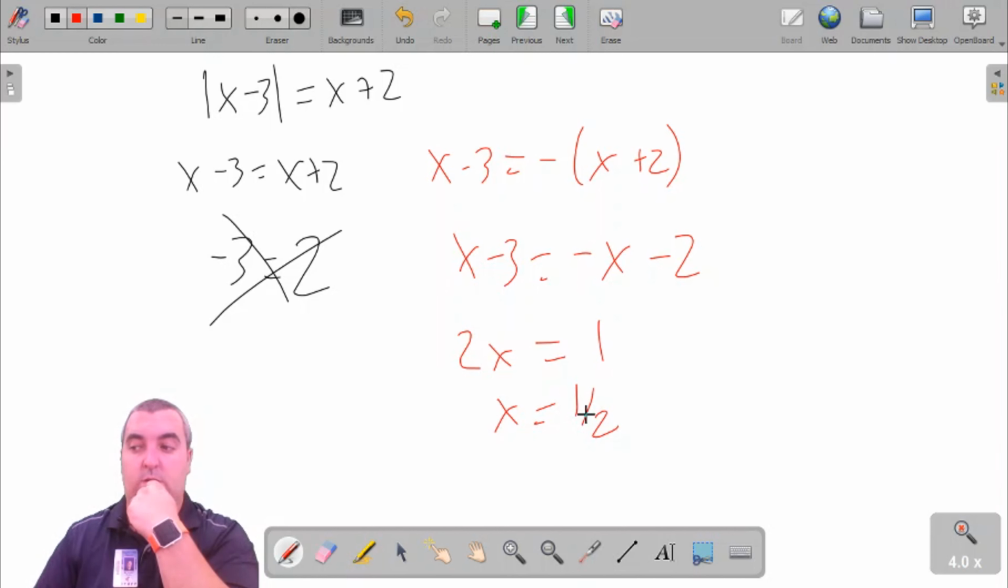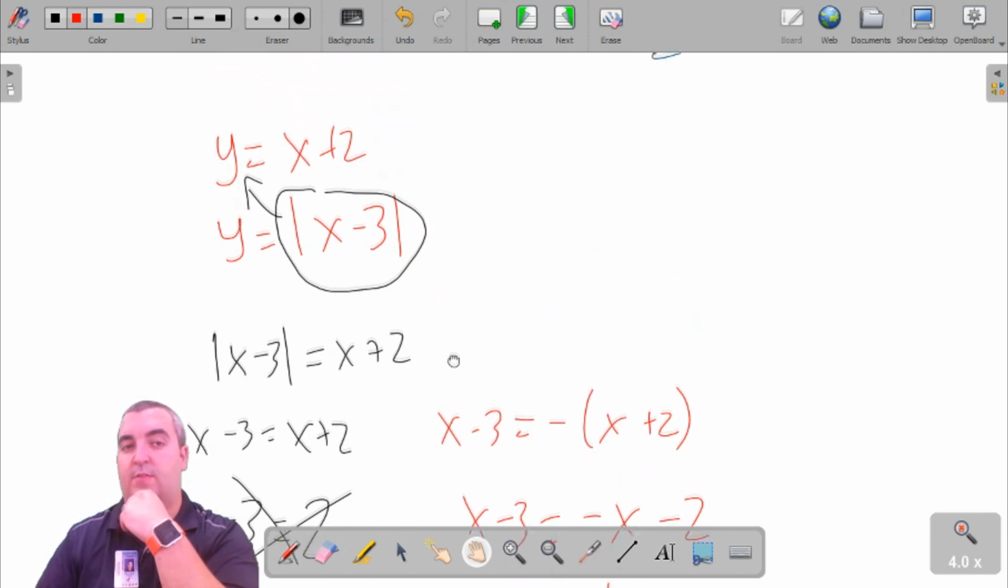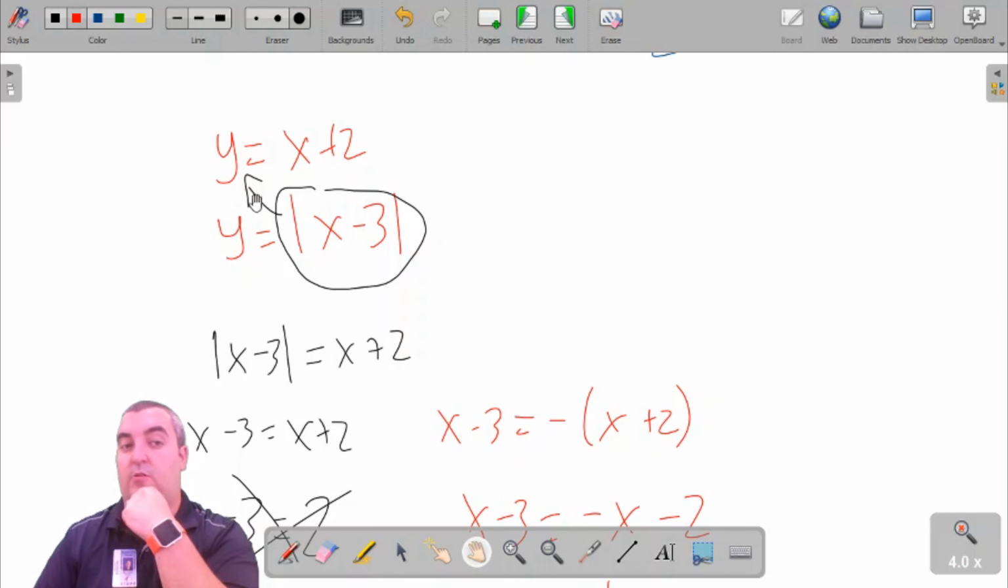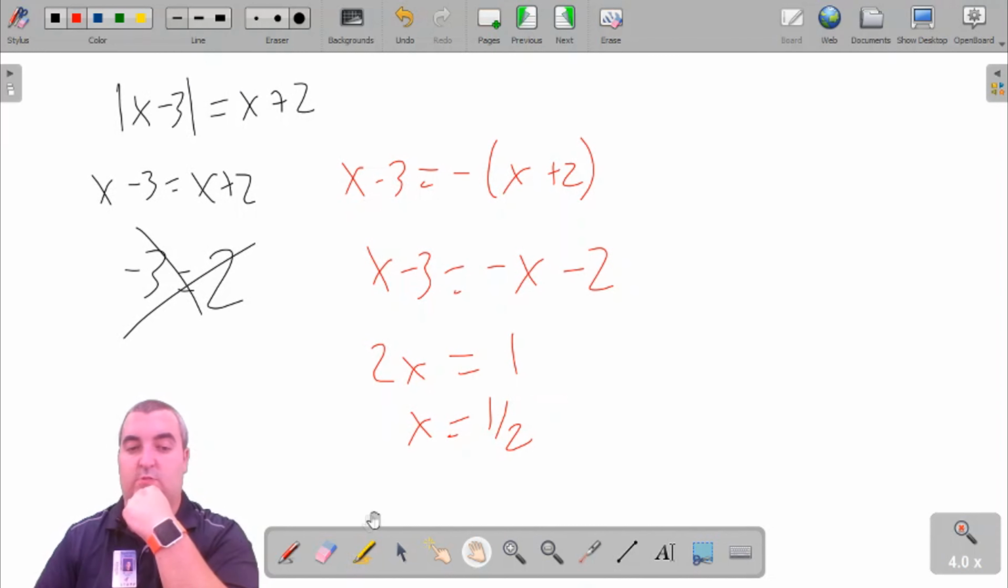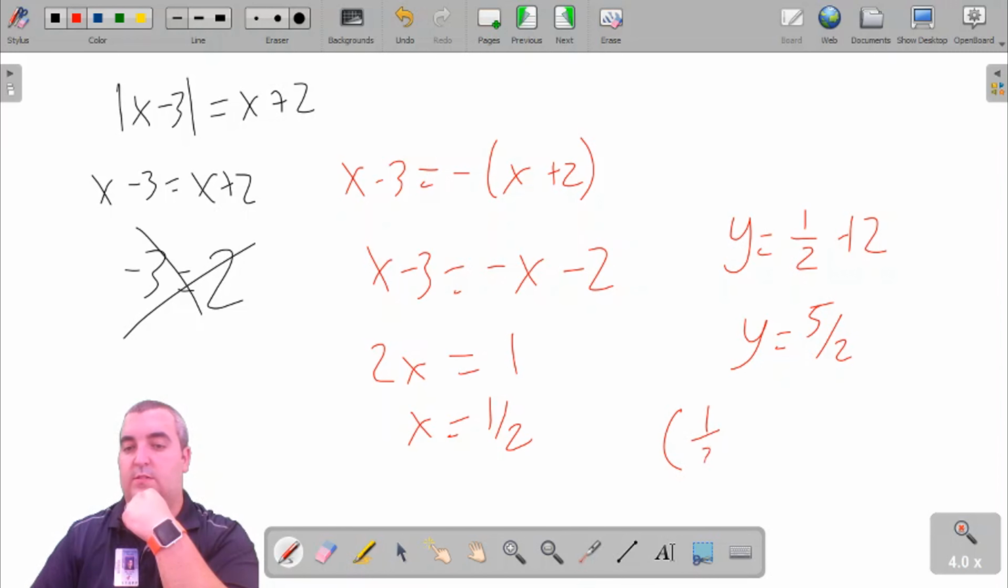So when we look at this, we have our x value, we need to figure out the y value, and the nice thing is both things are already set up where they're y equals, so we can use either one to solve for y, and I would usually just do the linear one because it's going to be easier to solve. 1/2 plus 2 is 5/2. So our coordinate point is 1/2, comma 5/2.